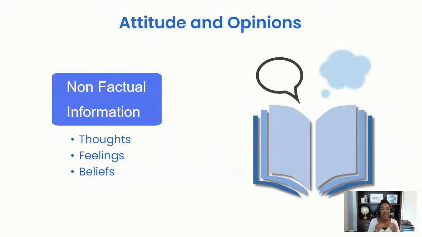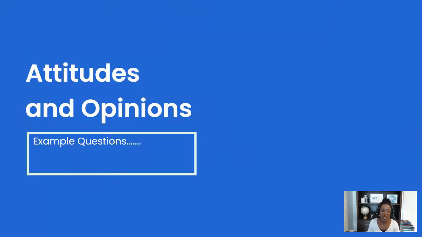If we're looking for the writer's attitude and opinion, we need to think about the fact that we're looking for thoughts, feelings, and beliefs that the writer is trying to express. So we have to bear in mind that this is all non-factual information. It's useful to be able to differentiate fact from opinion in the text, but before we go on to that, because we'll come back to it later, I just want to show you some example questions that might come up in Reading Part C.